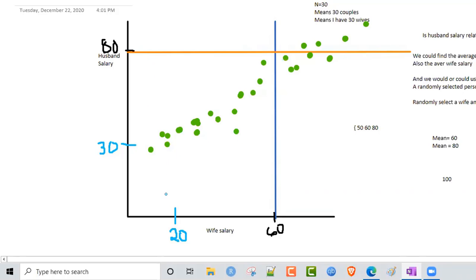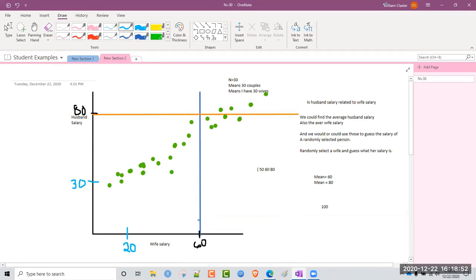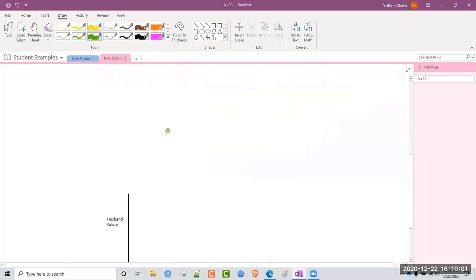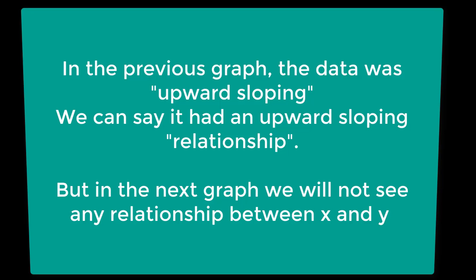So why did we change? Why did we change our guess? So how about if the data had looked like not this picture, but this picture?